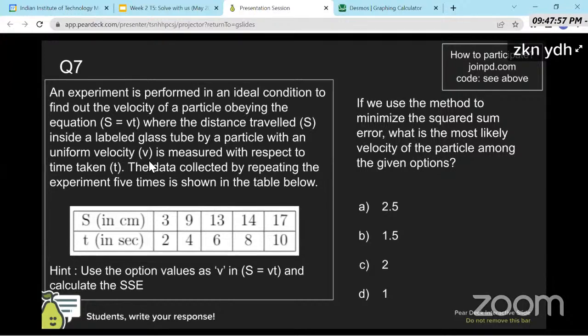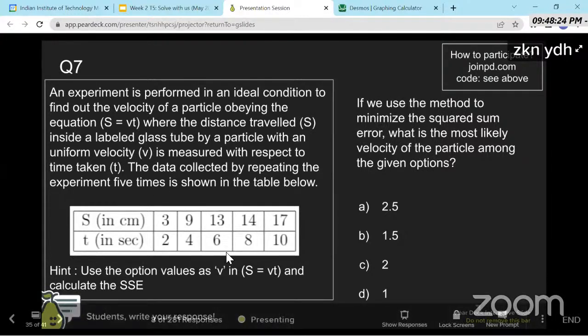Now all you have to do is find the most likely velocity of the particle among the given options. There are 4 options given to you. If you have to minimize using the sum squared error, how do you actually get this? You have to use the SSE model to get this answer, using all these 4 options.